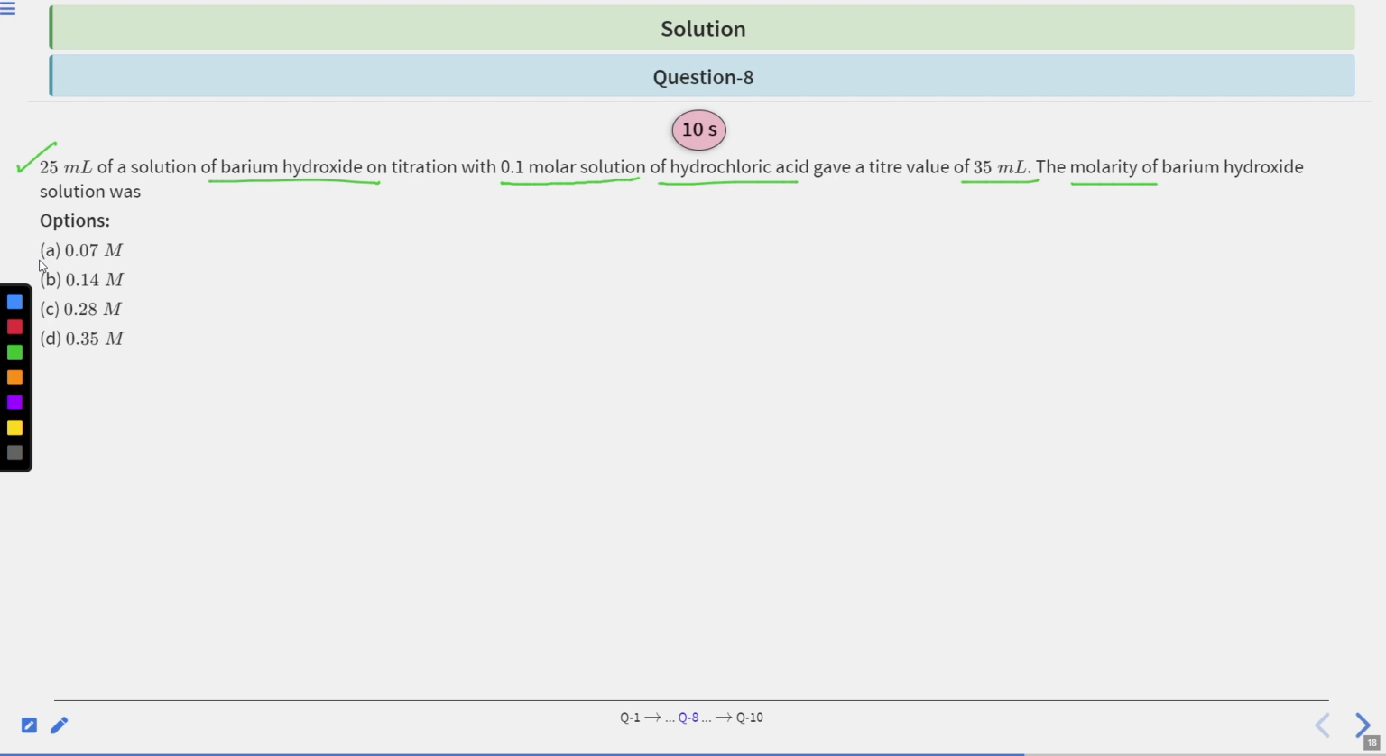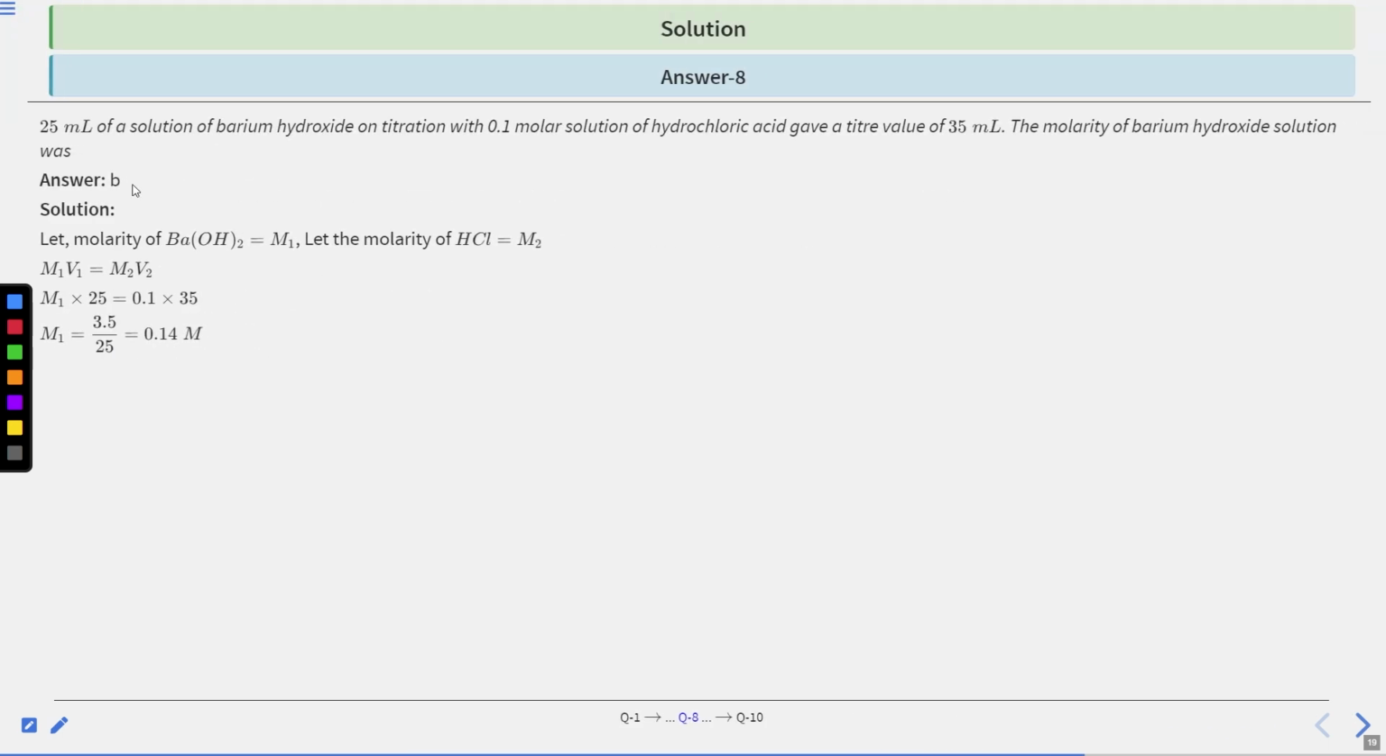And options are 0.07 molar, 0.14 molar, 0.28 molar, or 0.35 molar. So you have 10 seconds to solve this question. After that, we will see the answer. Okay, so the correct answer is option B.